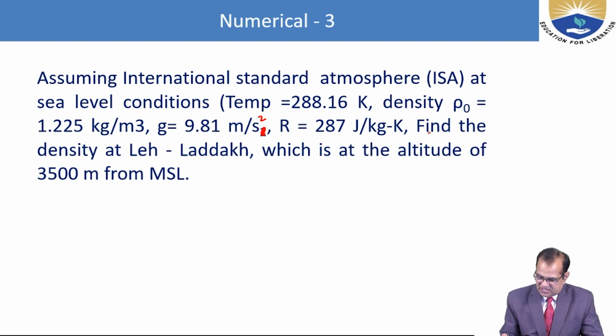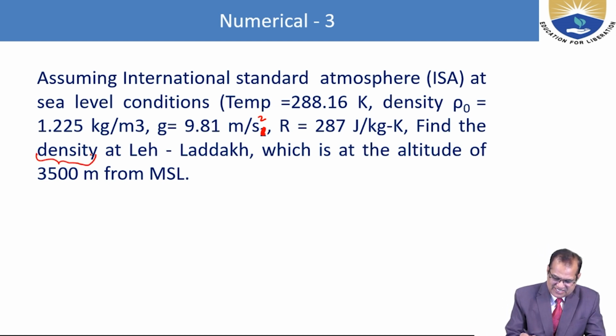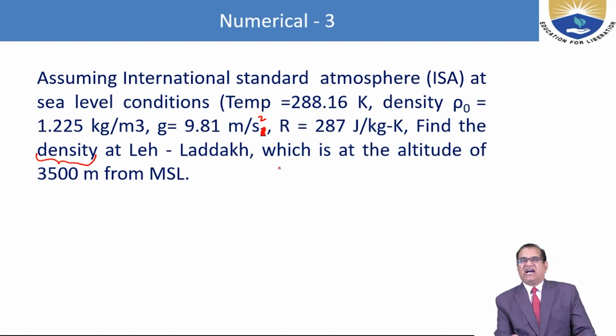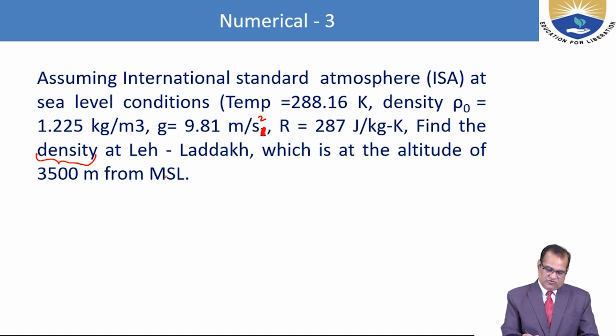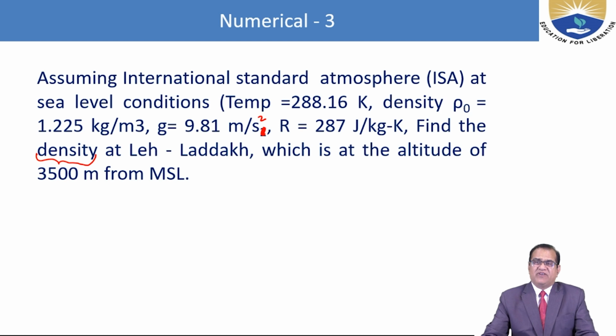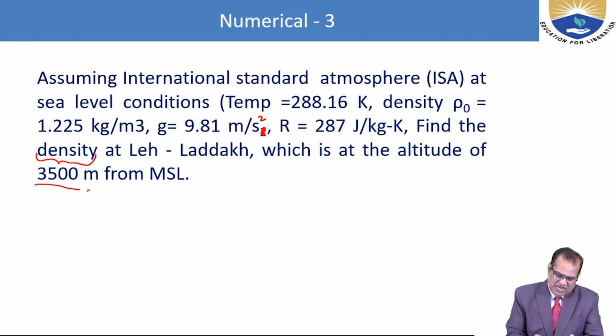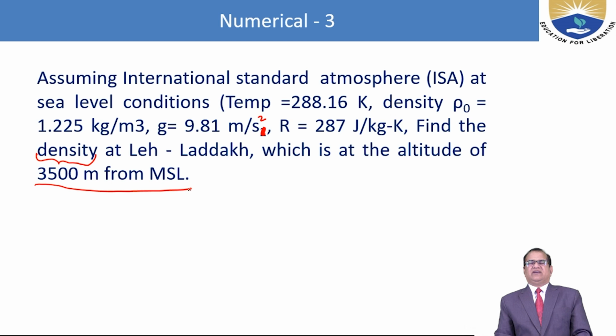Find the density at Leh Ladakh, which is at an altitude of 3005 meter from the sea level. Okay, so a very interesting problem, a very practical problem also. Following the international standard atmosphere at sea level, the temperature, density and G, R are given. Find the density at this much height. So the altitude of this system is given. This problem is given at Leh Ladakh, 3500 meter from mean sea level.